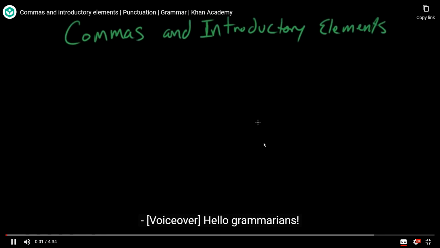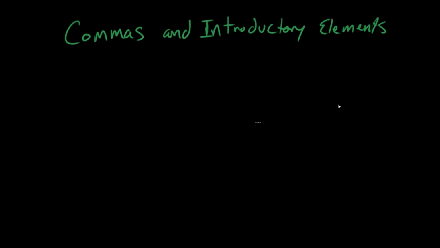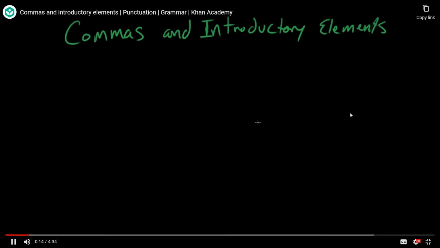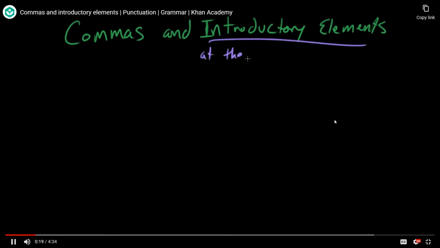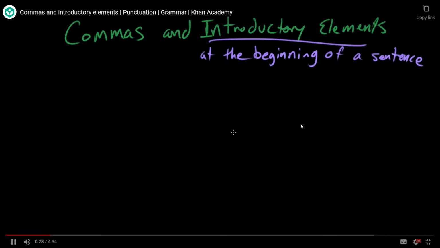Hello, grammarians. Paige and I are here to teach you about introductory elements in sentences and how commas relate to them. Paige, how should we define what an introductory element is? So it's pretty much something that happens at the beginning of a sentence. It can be like a dependent clause or an adverb, but as we will see soon, it is something that is separated off with, of course, a comma.